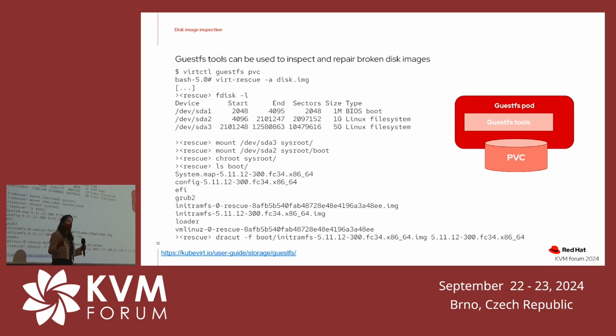Basically, this creates a container for you. This container, called the GuestFS pod, already has the GuestFS tool inside. It mounts the PVC in the right directory and also sets up a couple of environment variables. So you are already ready to debug your image. Here we have an example with virt-rescue. You can give virt-rescue the image, and maybe you need to fix the initrd using dracut. This is what the example is doing.